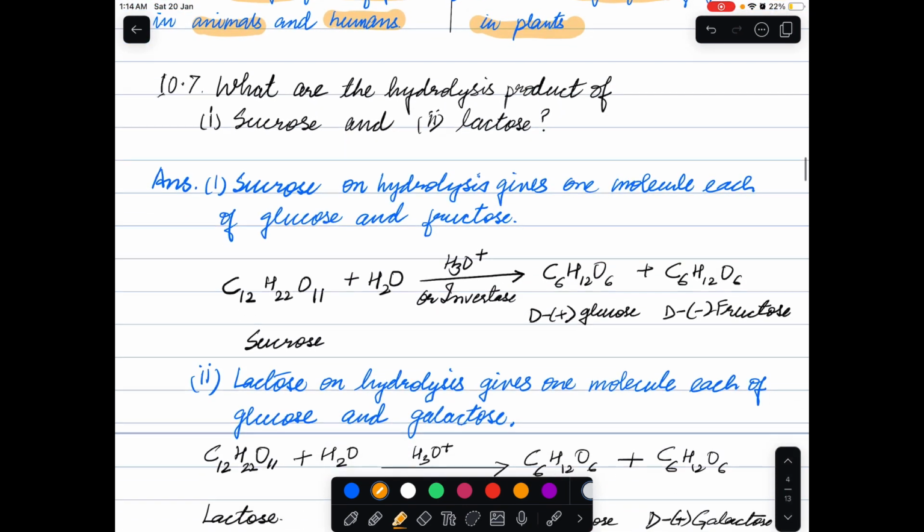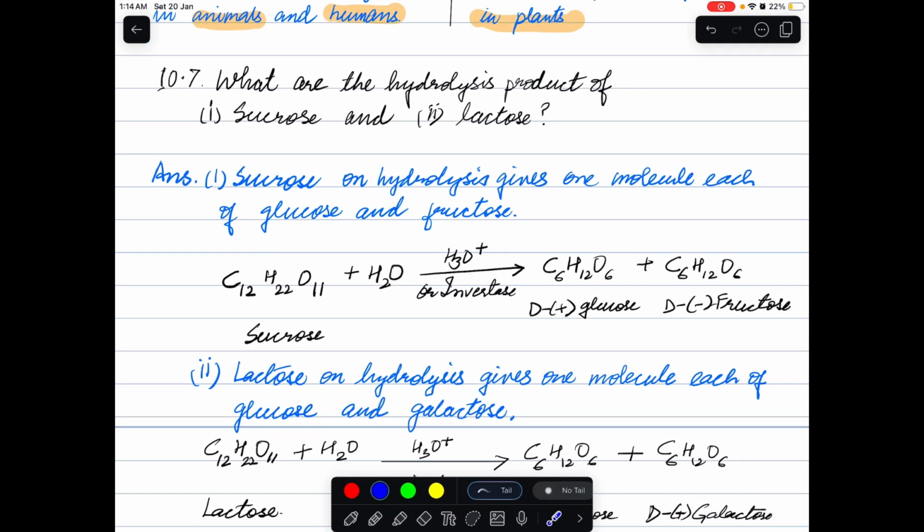Come to the next question. What are the hydrolysis products of sucrose and lactose? Sucrose and lactose both are disaccharides, meaning two sugar molecules are connected to each other to give sucrose or lactose. But how are they different, or how can we break them? First point, hydrolysis means we are breaking down these molecules in the presence of water.